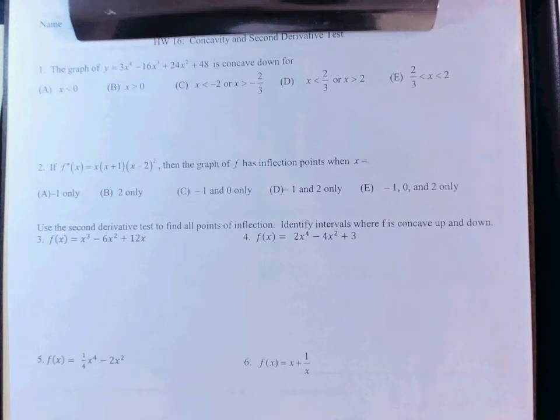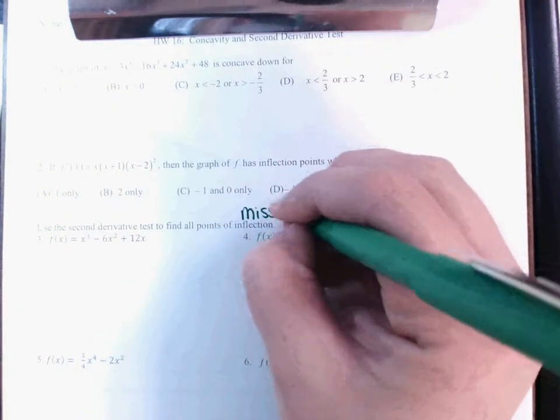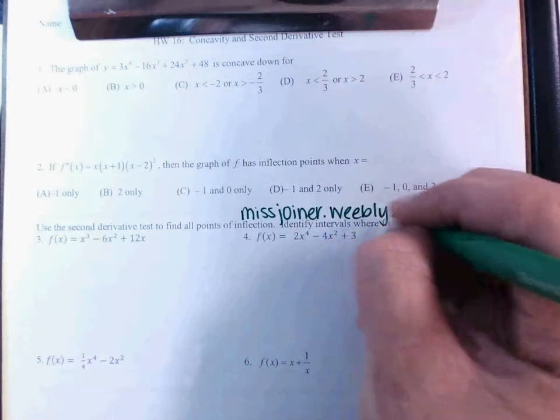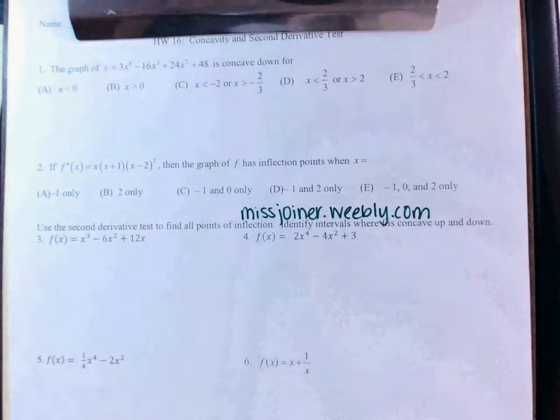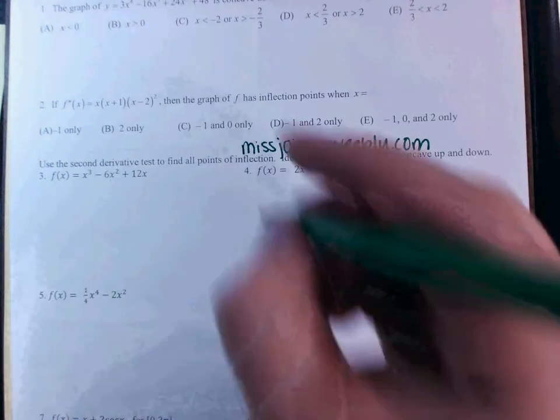Okay, let's do 4. People that were gone, the notes are on the website. If you need to go write those down, I'm going to put it on here: missjoyner.weebly.com. I don't know how to use Google, so I like Weebly. If you go on there, it says notes for the date, and you can look at them and write them down.